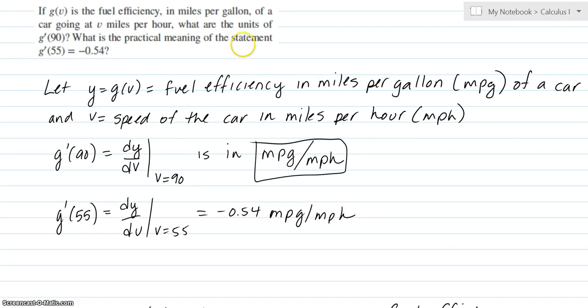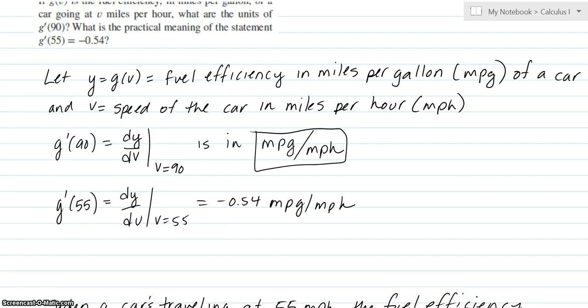So what is the practical meaning of this statement? You can see here, it says it all right here, at 55 miles per hour. So right when you're going 55 miles per hour, the rate of the fuel efficiency is negative 0.54 miles per gallon for each mile per hour increase. Oh, by the way, decreases. I didn't say the word decreases. Decreases at 0.54. The negative tells us it decreases.